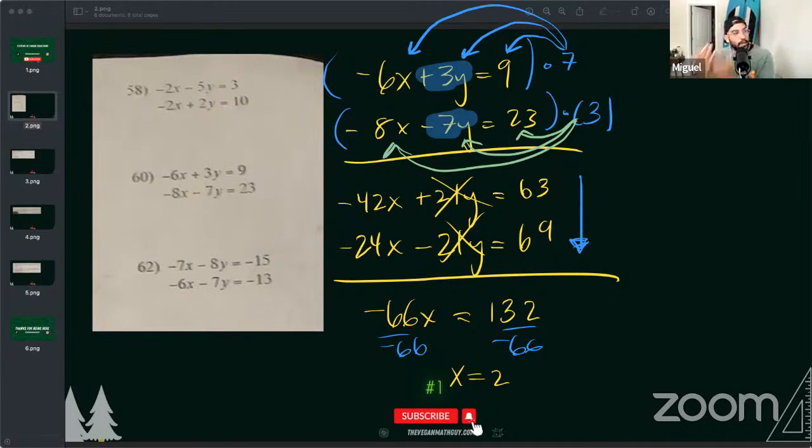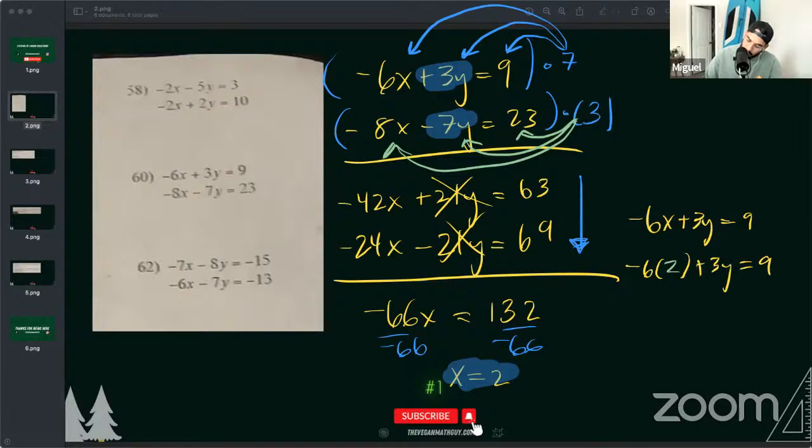Awesome. Okay, again, we have the value of x. Let's go ahead and find the value of y. So we're going to go ahead and plug that in, the x is equal to 2, to any one of the equations. So I'm actually going to just do the first equation. So let me just rewrite that. -6x plus 3y is equal to 9. So again, I'm going to go ahead and plug in 2 into the value of x. That gives me -6 times 2 plus 3y is equal to 9.